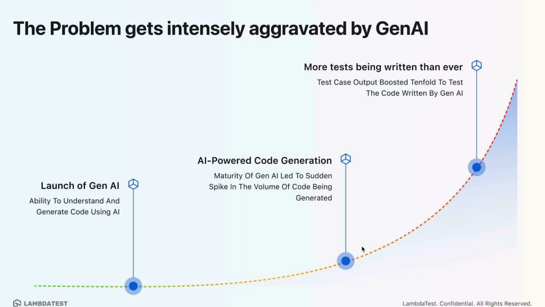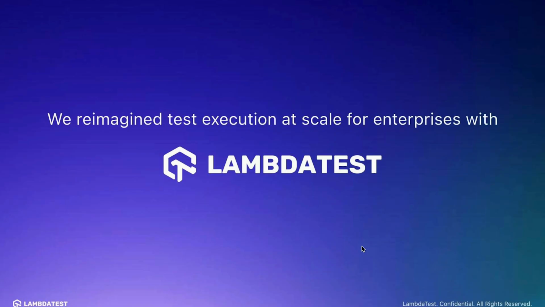And this problem is increasingly getting aggravated by GenAI, where teams are now shipping chunks of code along with lots and lots of test cases. That is where we have reimagined test execution for enterprise with LambdaTest's HyperExecute.